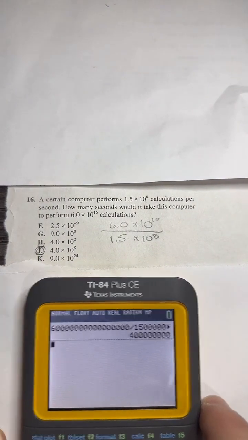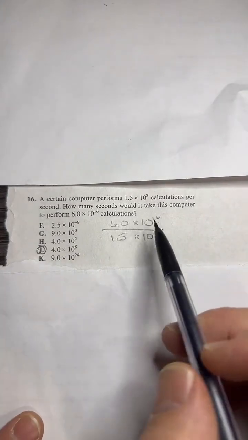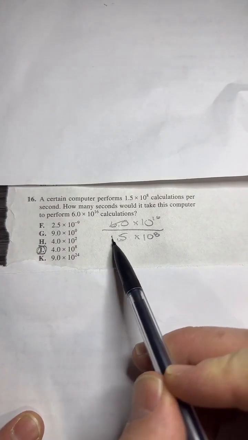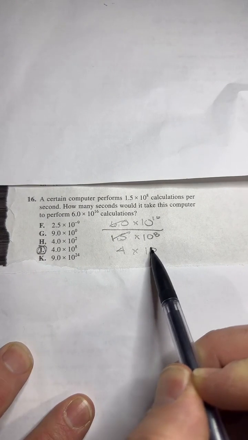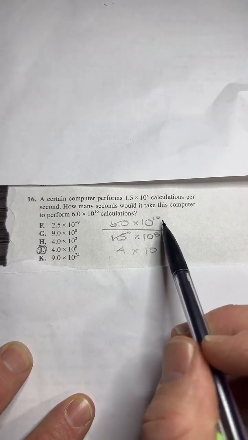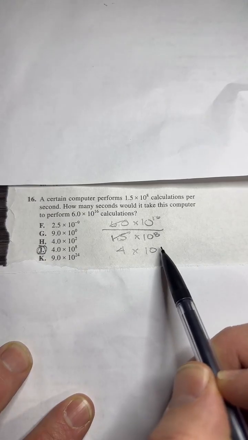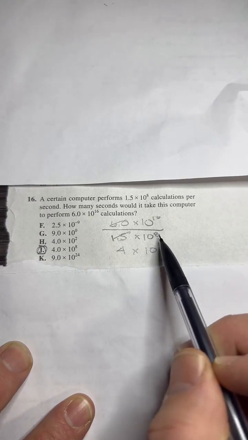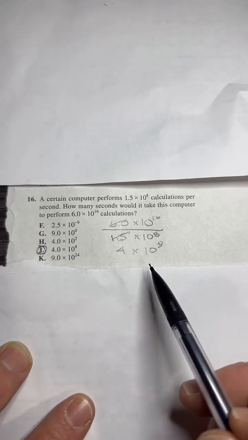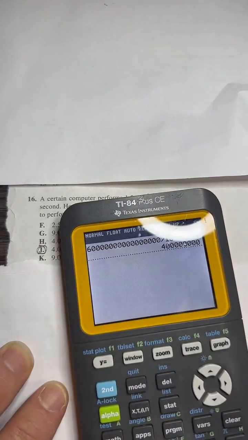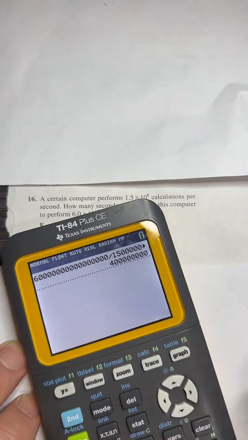Okay, but what we can also do is we can say, 6 divided by 1.5 is 4. Then we have times 10 to the... when we have power divided by power, we just subtract. 16 minus 8 is just 8. 4 times 10 to the 8th, right? So this is a mathy way to do it. Again, this is what normal people will probably do.